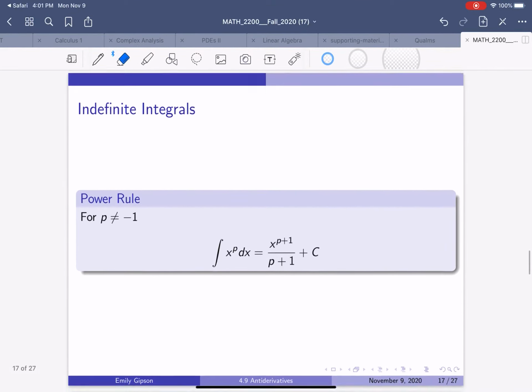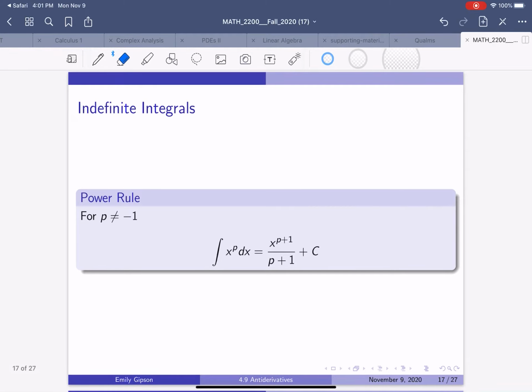So let's talk about the power rule. For p not equal to -1, we have the integral of x to the p dx equals x to the p plus 1 divided by p plus 1, quantity plus c.